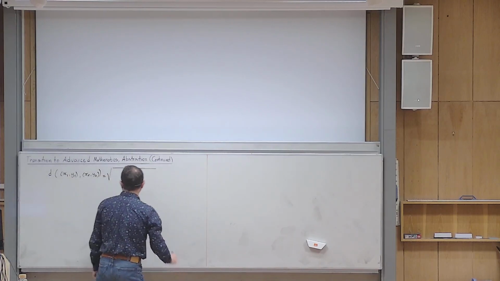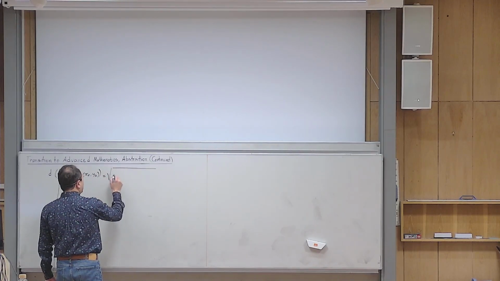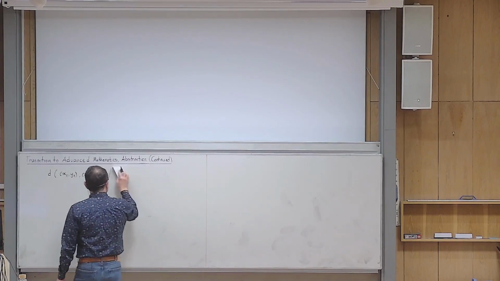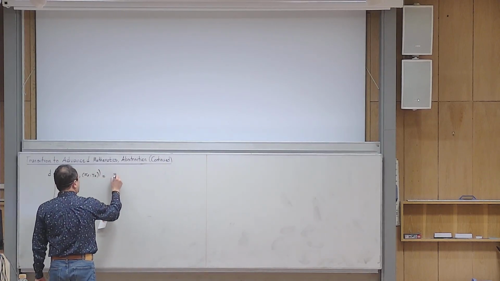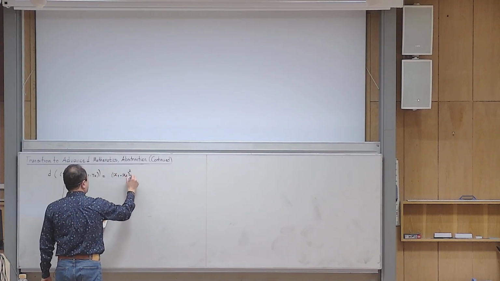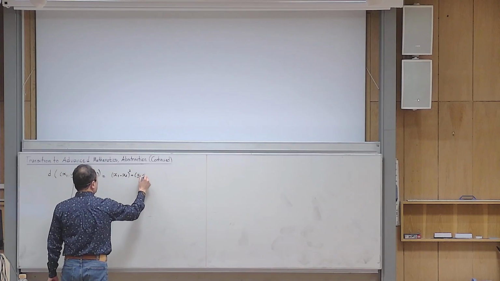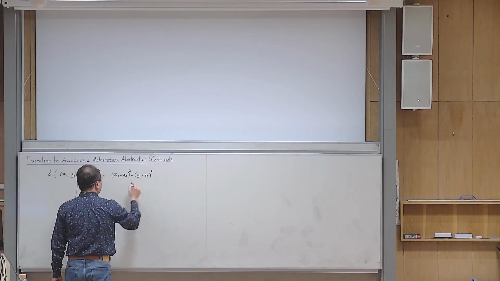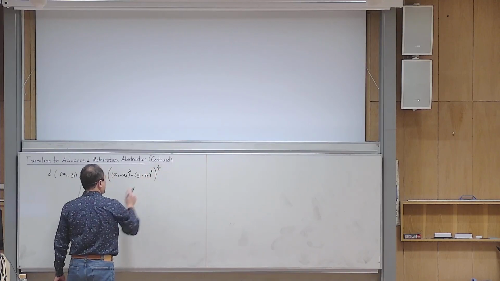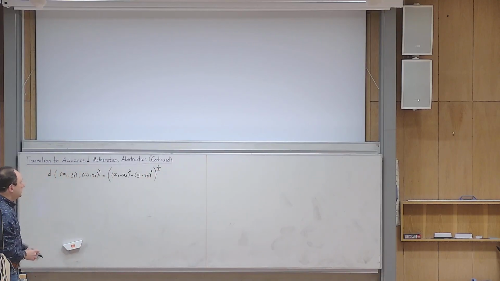So it is the square root of, let me write it in this way. Instead of writing the square root, let me write it as x1 minus x2 to the power of 2, plus y1 minus y2 to the power of 2, and then to the power of 1/2. So that was the Euclidean metric.